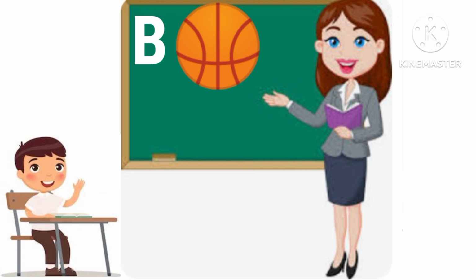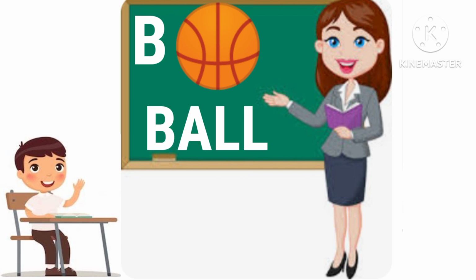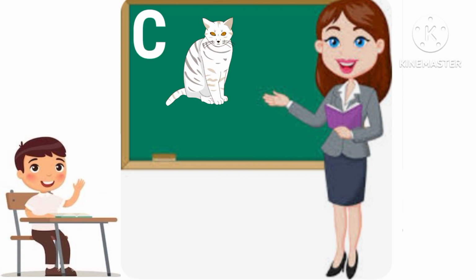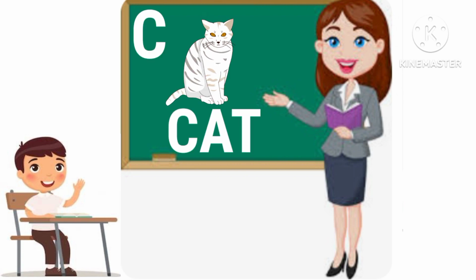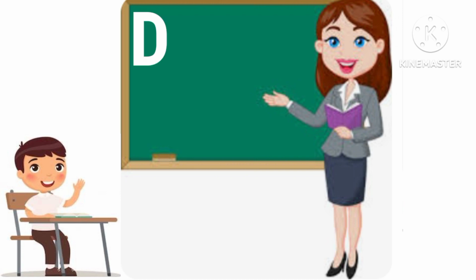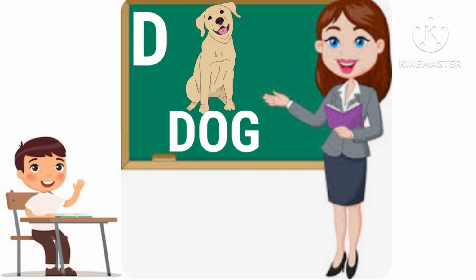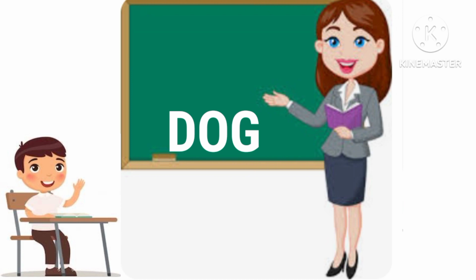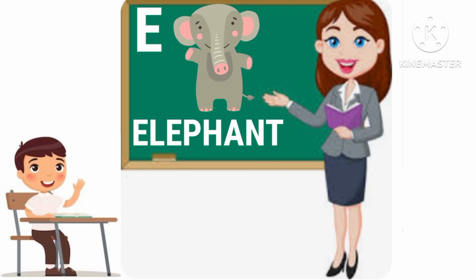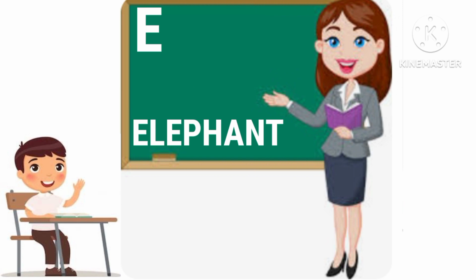B for ball. B for ball. C for cat. C for cat. D for dog. D for dog. E for elephant. E for elephant.